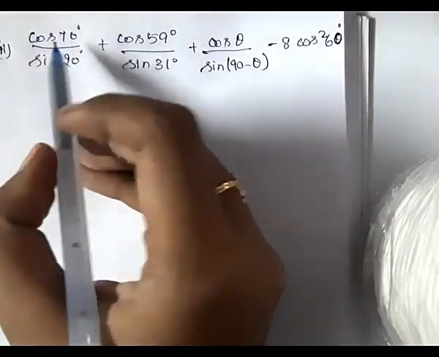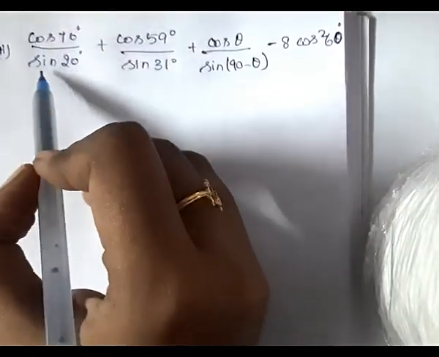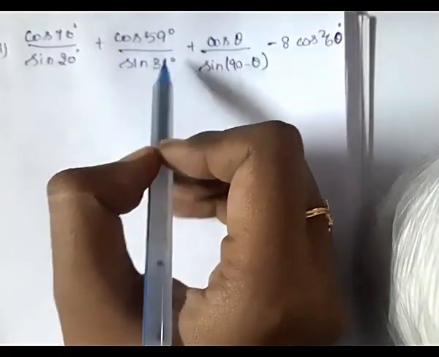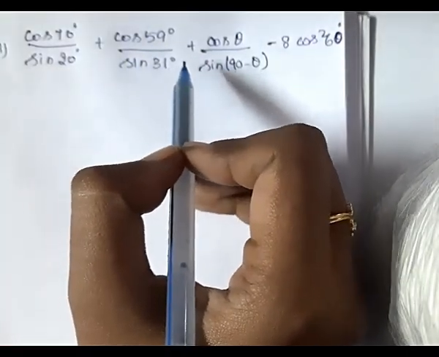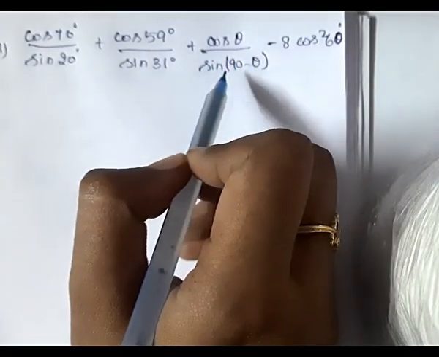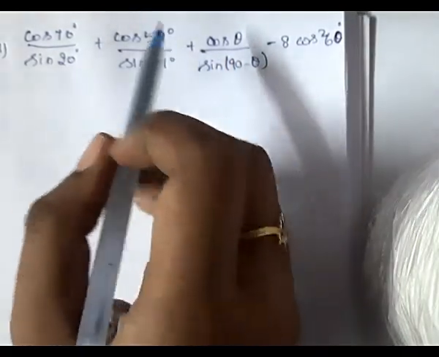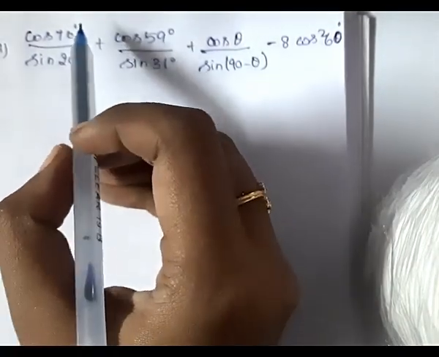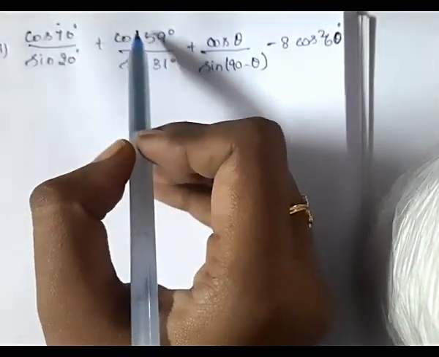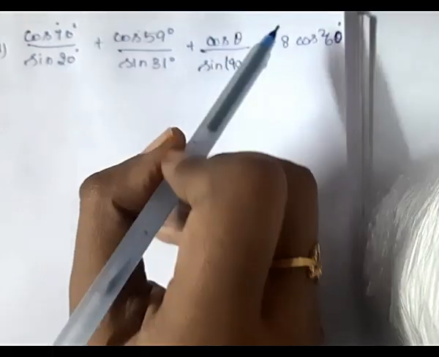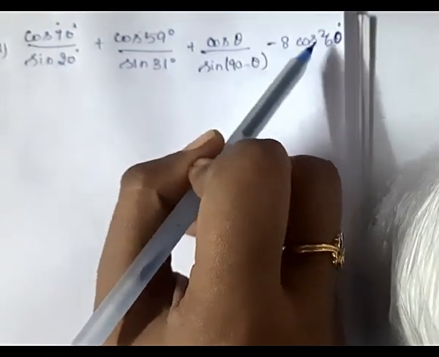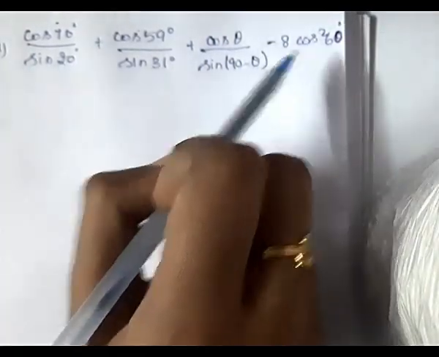Second problem is cos 70 degree by sin 20 degree plus cos 59 degree by sin 31 degree plus cos 30 degree by sin (90 minus theta) minus 8 cos square 60 degree. So you have to find out the value. These two are complementary angles. Here you know the value of cos 60 degree, so we can apply the value here.